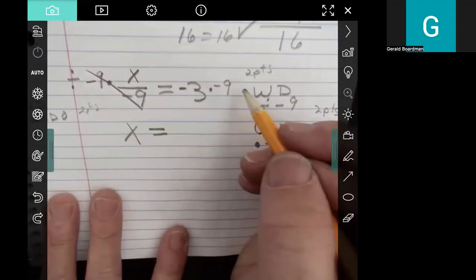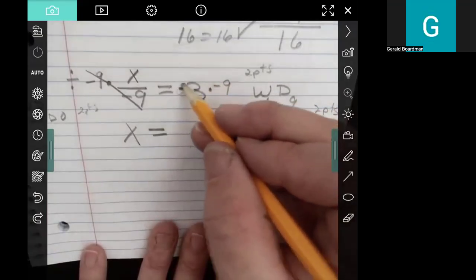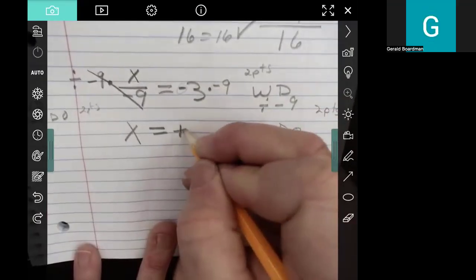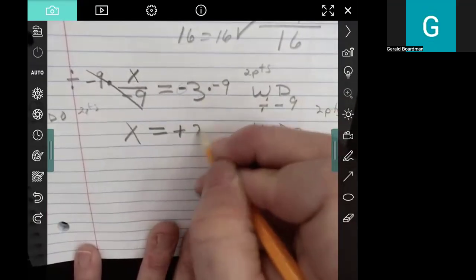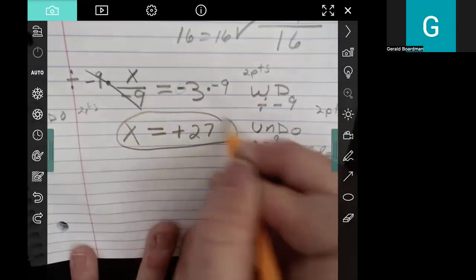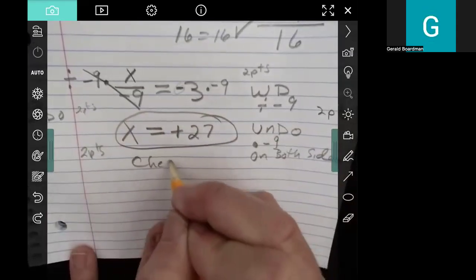Negative 3 times negative 9. Well, let's do the negative part first. If there's an even number of negatives when multiplying or dividing, that turns positive. So this is a positive, and 3 times 9 is 27. That's worth 2 points. Circle the answer, 2 points. Check, 2 points.